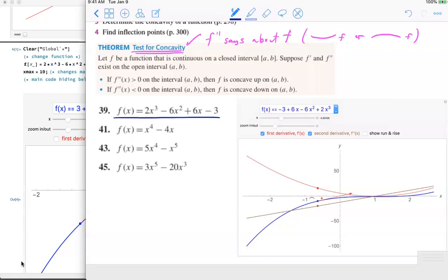So here's a function f of x. That function is given in blue here. Now we know that if we look at tangent lines to the function f, tangent lines to the function f will tell us about f prime. So let's find f prime of x. That'd be 6x squared minus 12x plus 6.